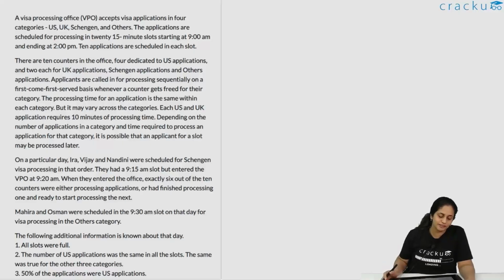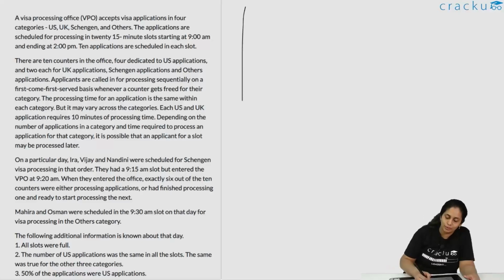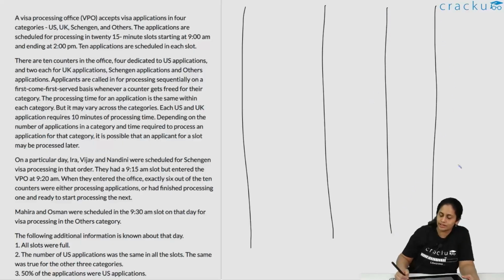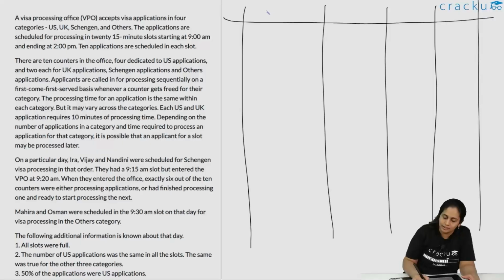A visa processing office, VPO, accepts visa applications in 4 categories: US, UK, Schengen and others. The applications are scheduled for processing in 15-minute slots starting at 9 AM and ending at 2 PM. 10 applications are scheduled in each slot. There are 10 counters in the office, 4 dedicated to US applications, 2 each for UK applications, Schengen applications and others applications. So this would be the distribution: 4 US, 2 UK, 2 Schengen and 2 others.